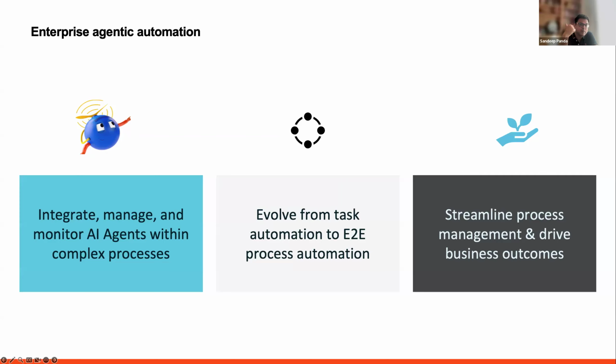The first is to integrate, manage, and monitor AI agents within complex processes. This to me is the next step of how we have been leveraging AI in the platform in terms of document understanding, communications mining, process mining. So we have always had AI embedded in the platform. Agents are taking it to the next level and making these automations more capable.